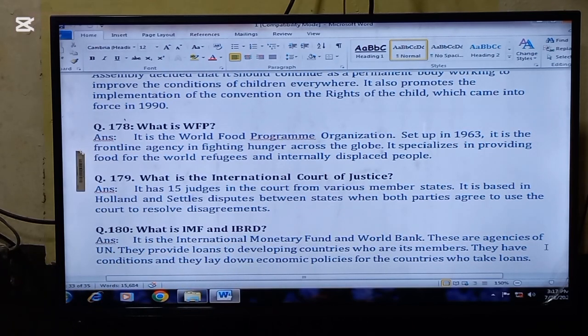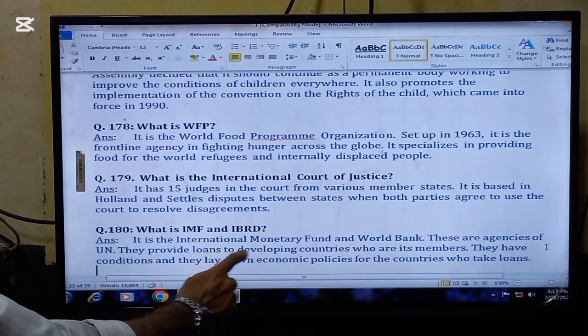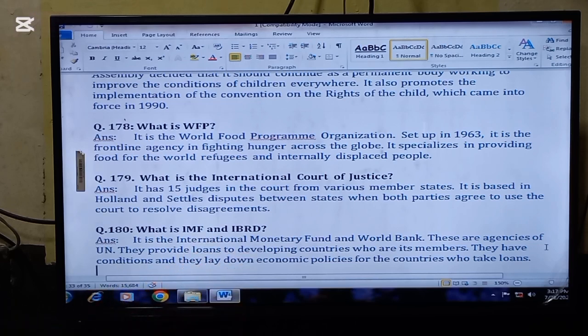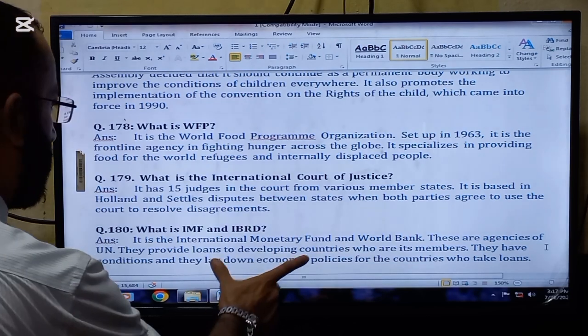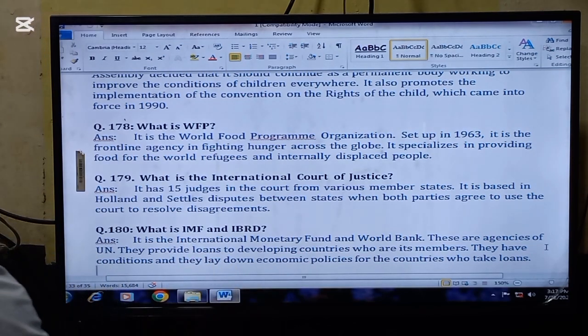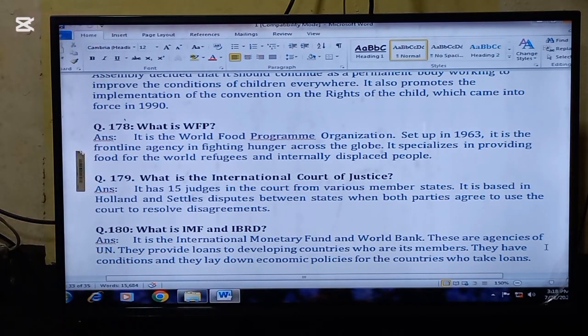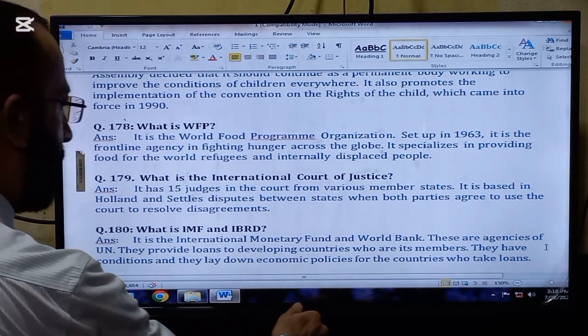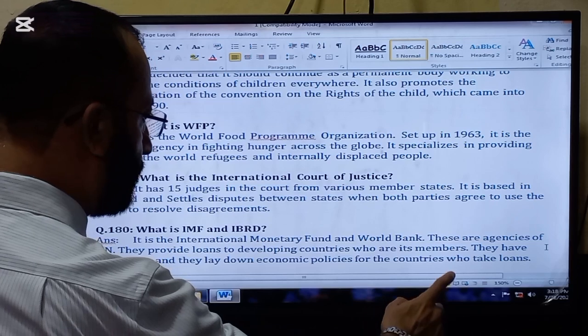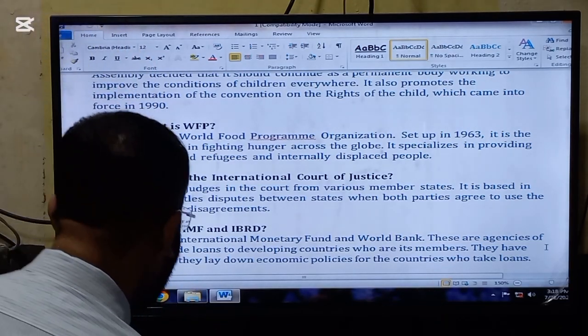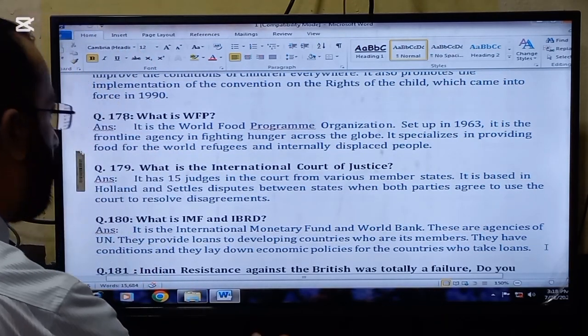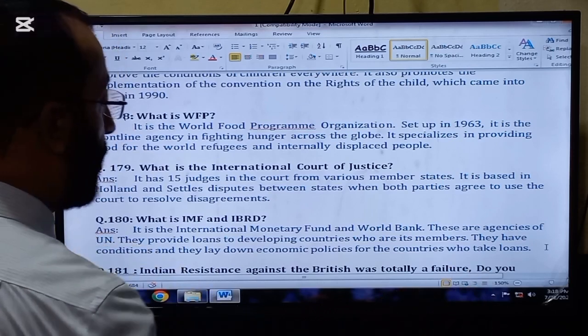The next and the last question for today is, what are the IMF and IBRD? It is the International Monetary Fund. So this is the full form of the IMF and World Bank. These are agencies of the UN. They provide loans to the developing countries who are its members. They have conditions and they lay down economic policies for the countries who take loans.